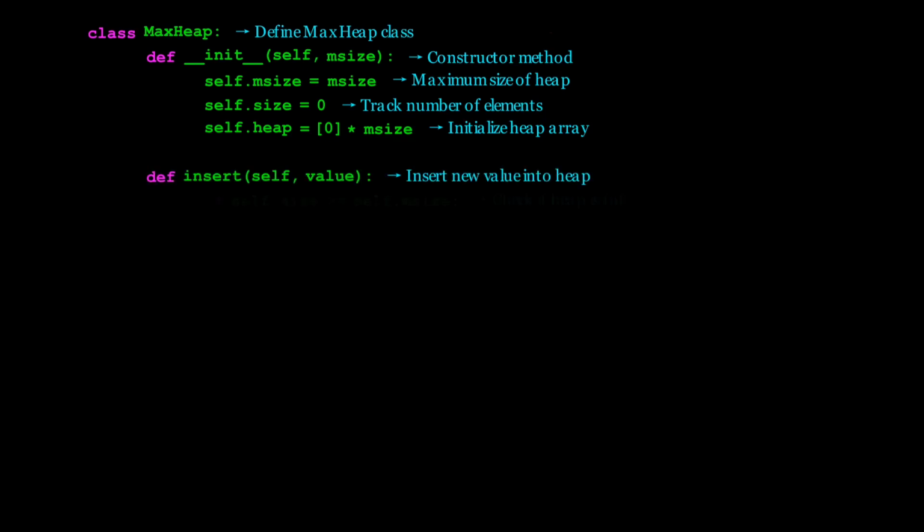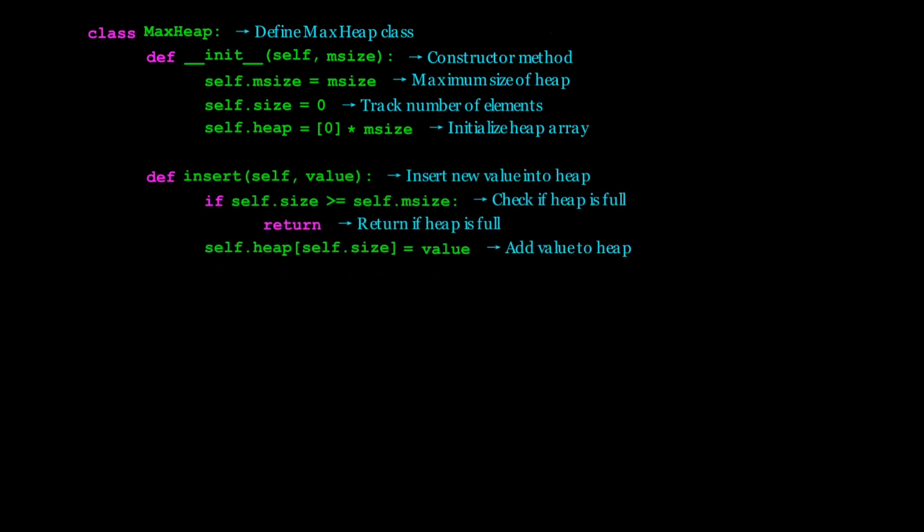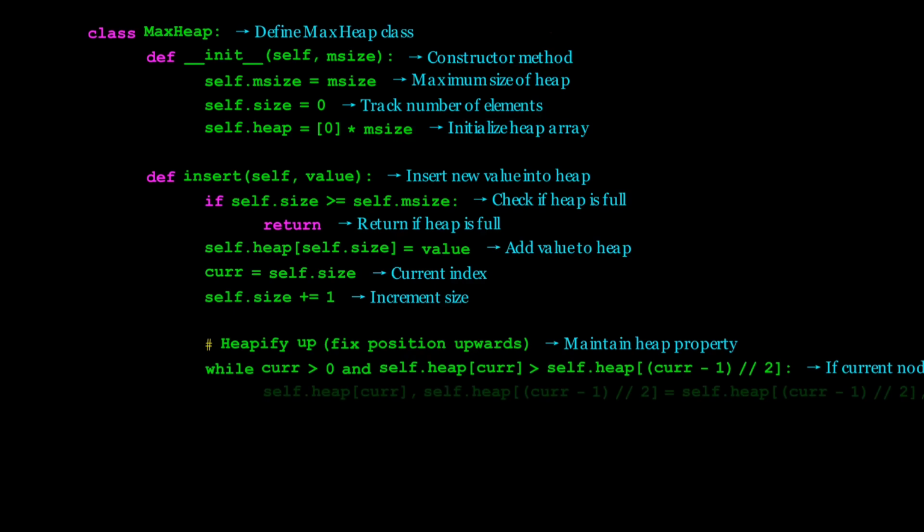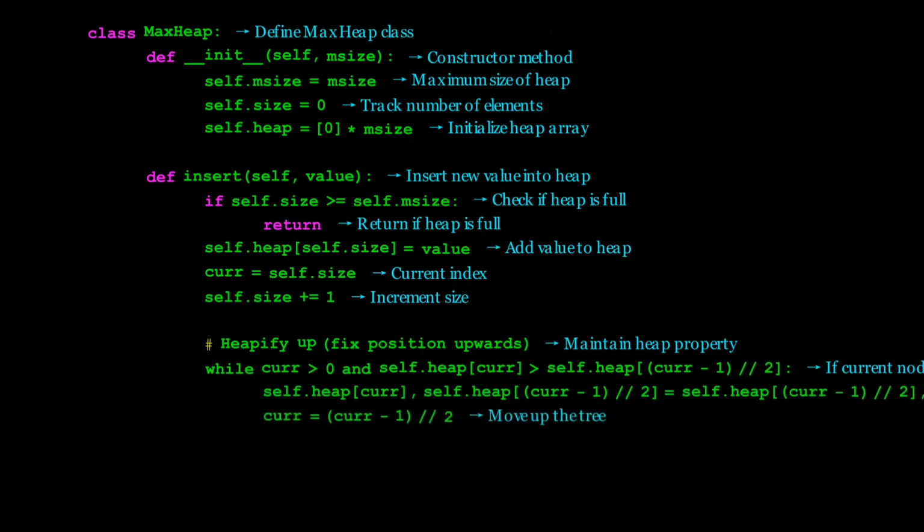In the insert method, first we check if there is room in our heap. If we have space, we add the new value at the end of our active elements. Then we heapify. This process maintains the heap property by comparing the newly added element with its parents. If the child is greater than its parent, we swap them and continue moving up the tree. This ensures that the largest element bubbles up to the root.